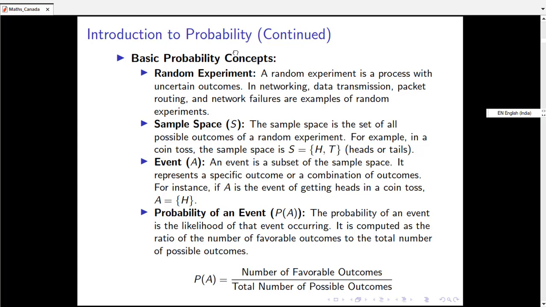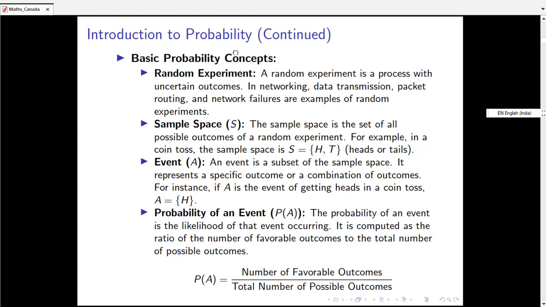Now, an event. What is an event? An event is a subset of the sample space, like tossing a coin. It may come up head or it may come up tail. So head and tail are the subsets that are called an event. Getting a head in the toss, that is called an event.